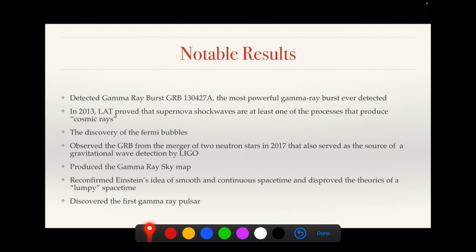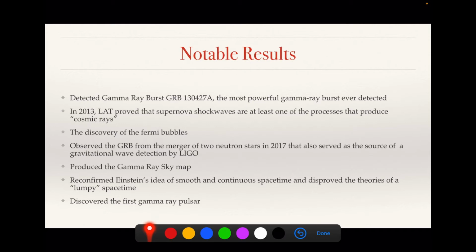It also observed a GRB from the merger of two neutron stars in 2017, that was also the source of a gravitational wave that was detected by LIGO. This was the first instance when light and gravitational wave were simultaneously detected from a single source.